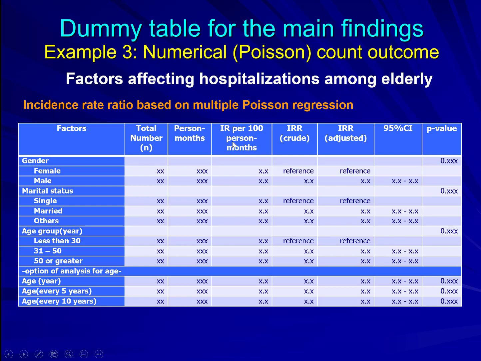So the incidence rate comes from the total number of episodes of hospitalization divided by the total person-time. This is then multiplied by 100 to become per 100 person-months. Then we compare this using the incidence rate ratio, which can be obtained from the coefficients of the multiple Poisson regression model, the same way as the previous type of model.